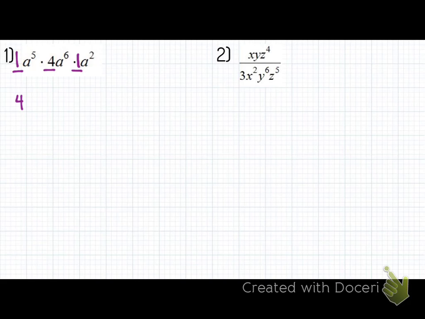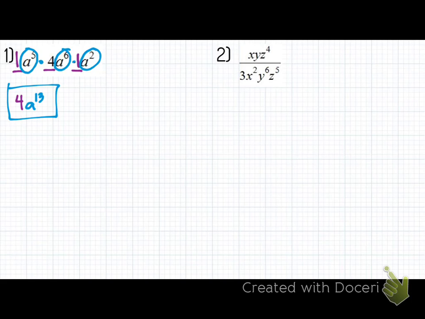Then I look for common variables. My variable here is a. So we got a to the 5th times a to the 6th times a squared. That's my product property of exponents. So 5 plus 6 plus 2 is 11, right? What? 13. Just making sure you're awake. I wrote it down right. 13. Okay? 4a to the 13th power is the answer. And that's it. You're all done.